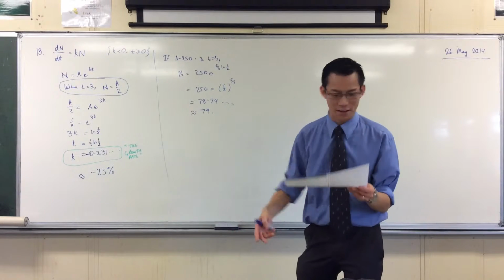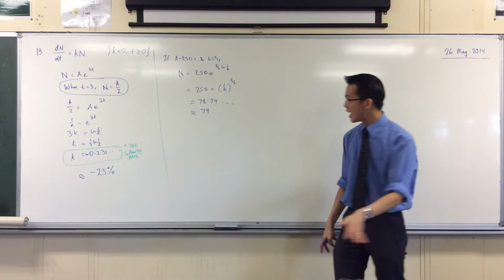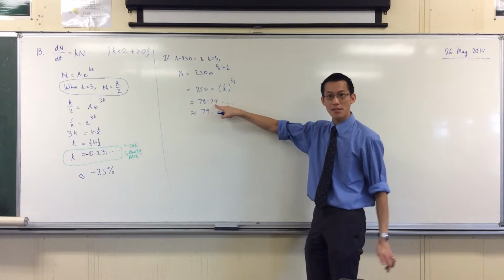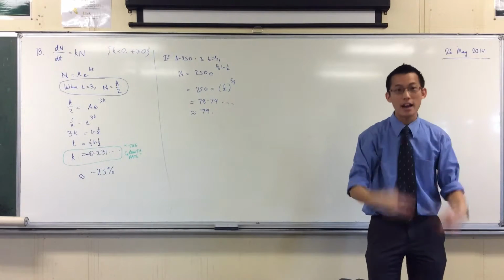What are they? What animals are they? Oh, we don't even know. They're animals with some description. Okay. Now, you might be inclined to say, ooh, 78.74, but you can't have 0.74 of an animal, so you might think, oh, okay, I should round down.